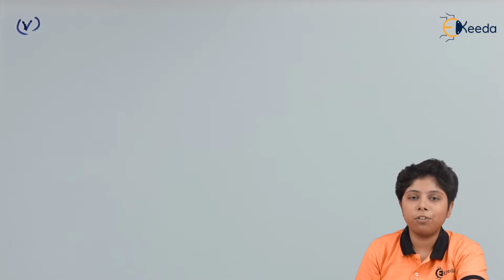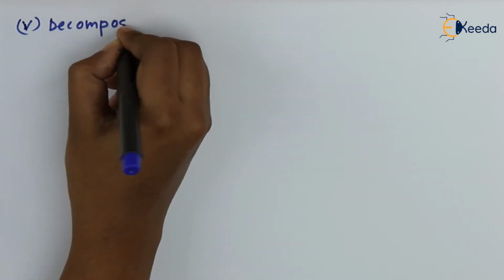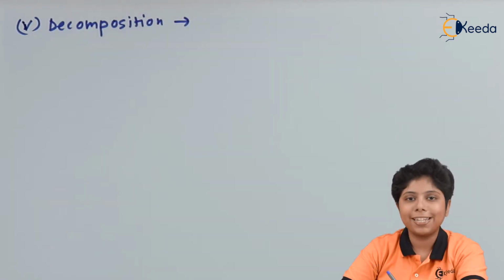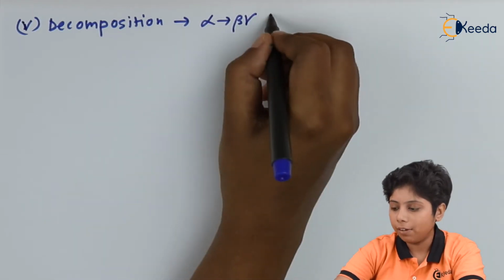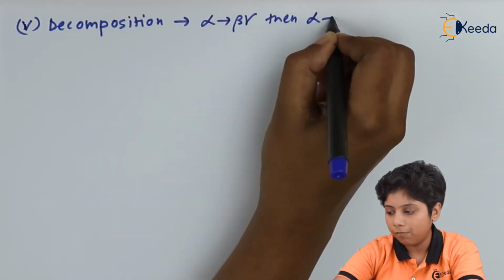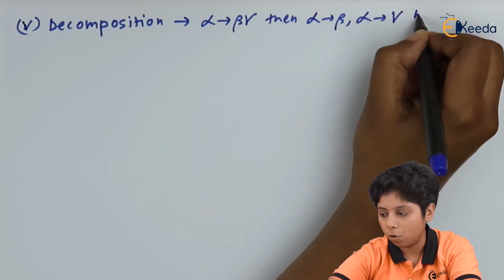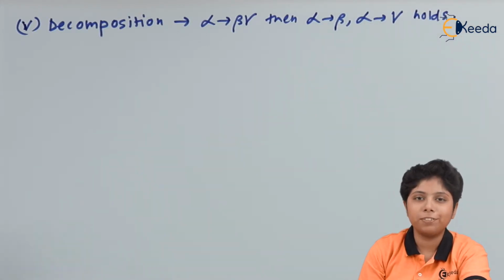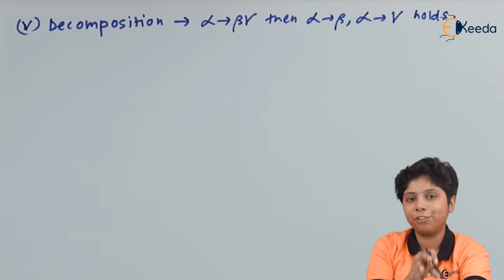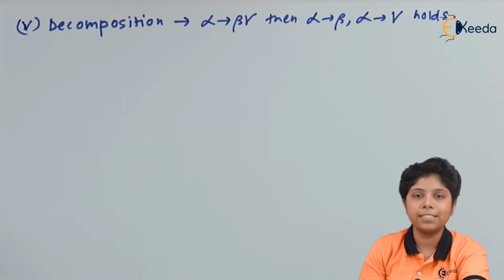Next, the reverse of the union rule, that is the decomposition rule. It states that if there exists alpha defines beta gamma, then we can say that alpha defines beta and alpha defines gamma holds. That means if there is a combination of a set of attributes that a single attribute is defining, we can separately say that the attribute is defining each of the attributes separately.